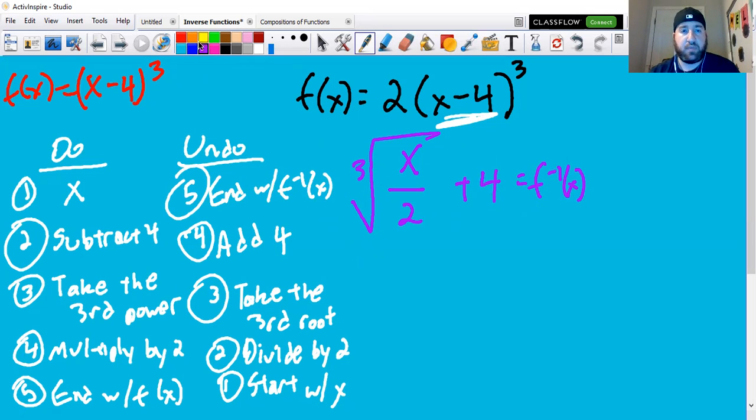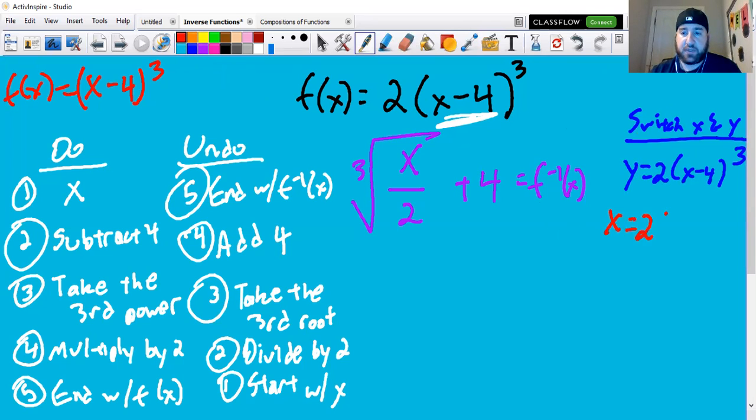There we go. All right. So again, let me actually write the title this time just to avoid confusing y'all. Switch x and y is what I'm doing over here. So again, I'm going to go ahead and replace f of x with y. y equals 2 times (x minus 4) cubed. Switch x and y. x equals 2 times (y minus 4) cubed.